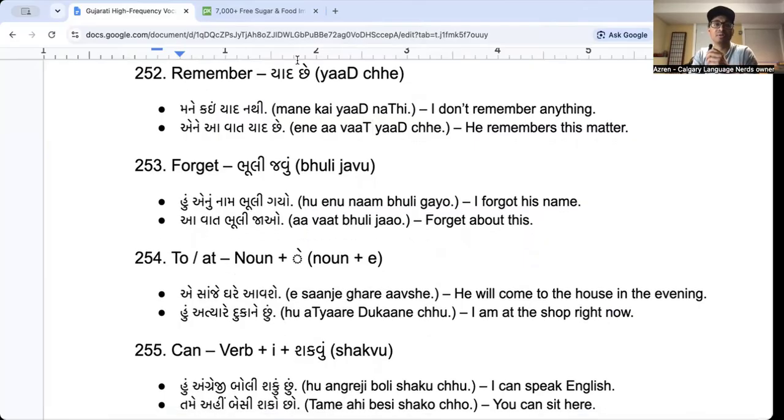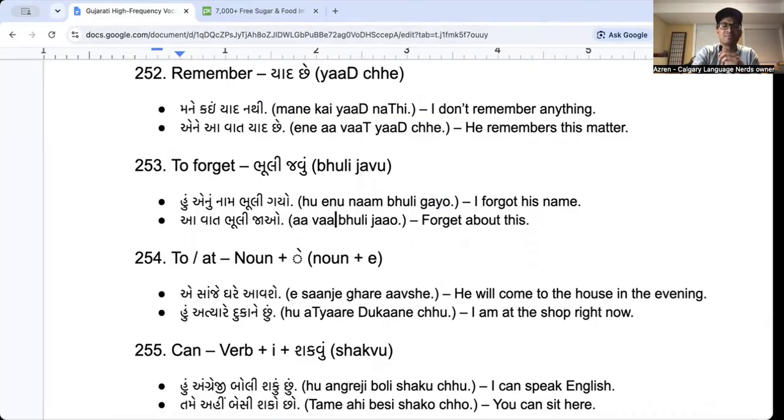The opposite is bhuli javu. Bhuli javu is to forget as a verb, obviously. To forget. Hu enu naam bhuli gayo. I forgot his name. If you're a girl, you would say bhuli gai. Avat bhuli jao. Just forget about this. Forget about that, man. Just forget about it. Don't think about that anymore. Avat bhuli jao.